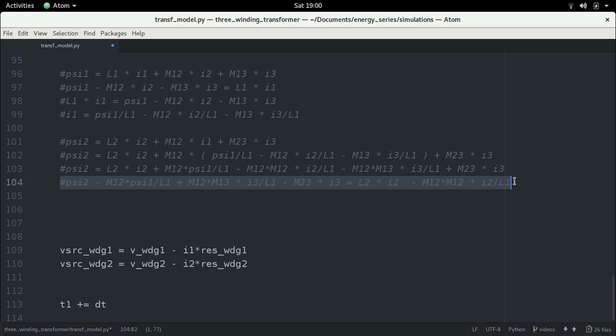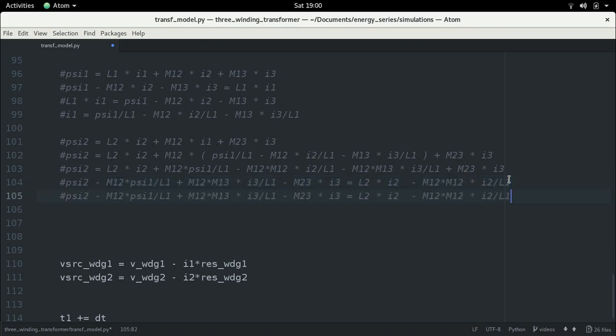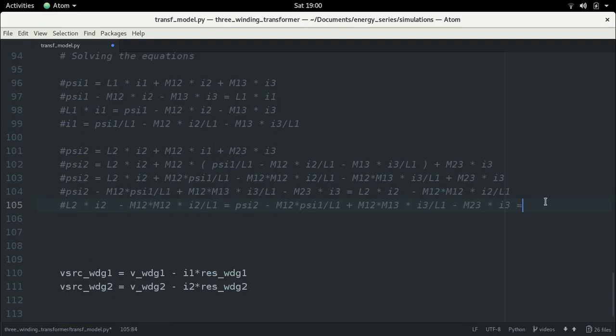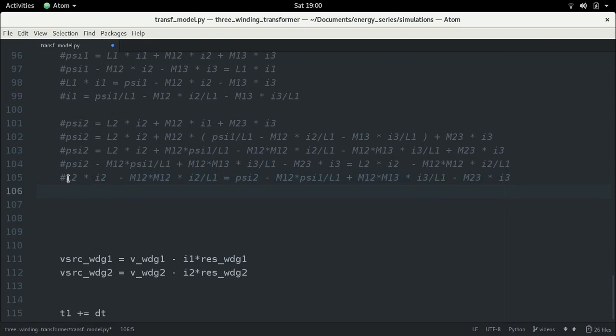So let's copy this and paste it. And as always, let's do this little change. Let's cut it out and bring it to the left hand side and delete it here. This is just rearranging. I'm just saying the left hand side is equal to the right hand side. Just shuffling them over, no difference. Now, what are we going to do? We are going to express this I2 in terms of I3, right?